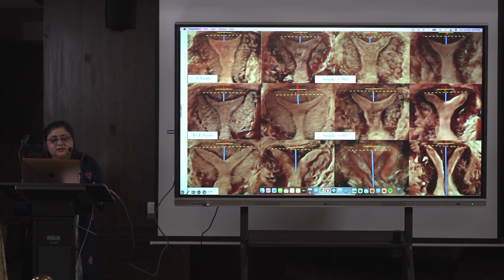So which type of uterus is this? The indentation is less than 1 centimeter, angle is more than 90 degrees. Arcuate uterus. This one, angle more than 90 degrees, 1 to 1.5 centimeter indentation. Yes, subseptate it is. And this one is more than 1.5 centimeters and angle less than 90 degrees. So this is complete septate.